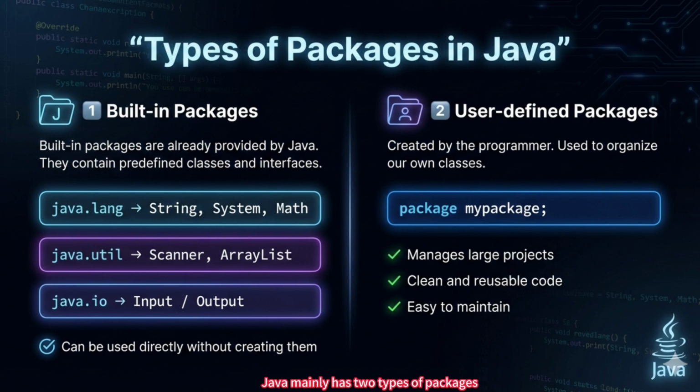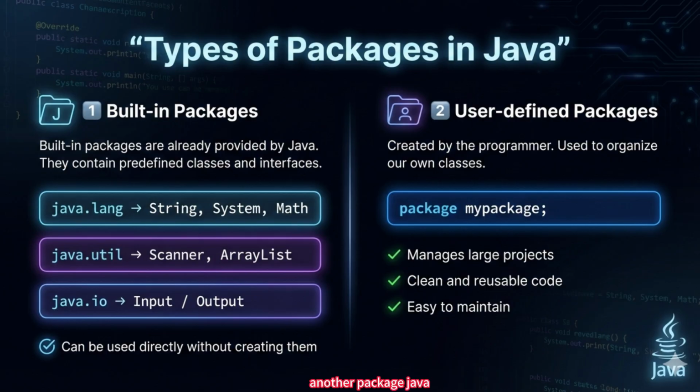Java mainly has two types of packages. The first type is built-in packages. These are already provided by Java and contain predefined classes and interfaces that help us perform common tasks easily. For example, we have a package called java.lang, which contains basic classes like String, System, and Math.